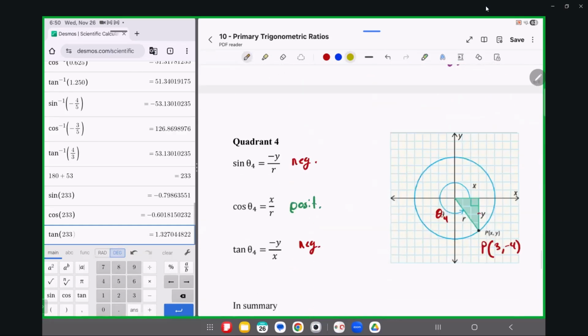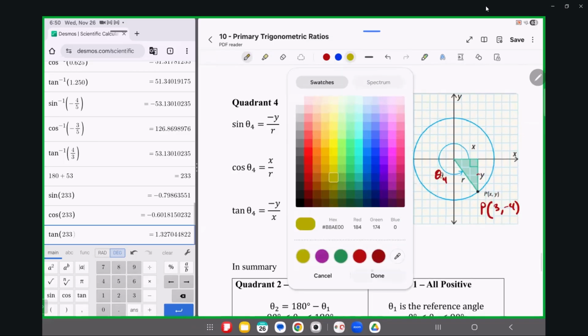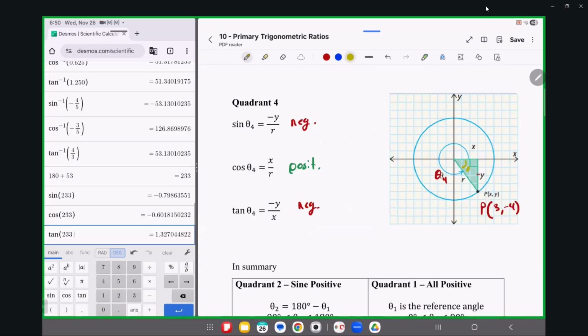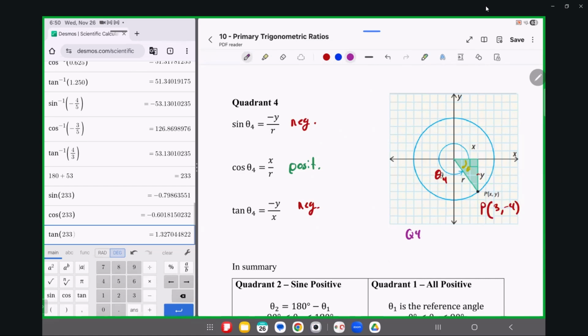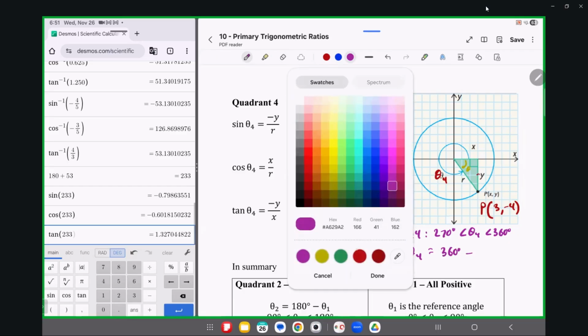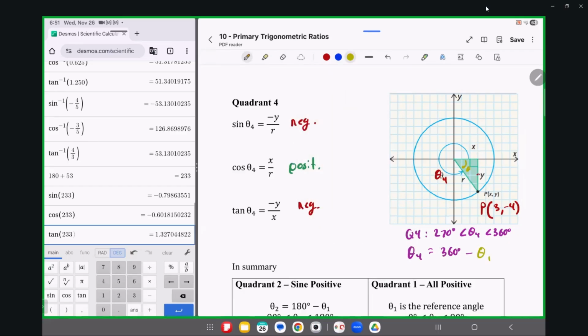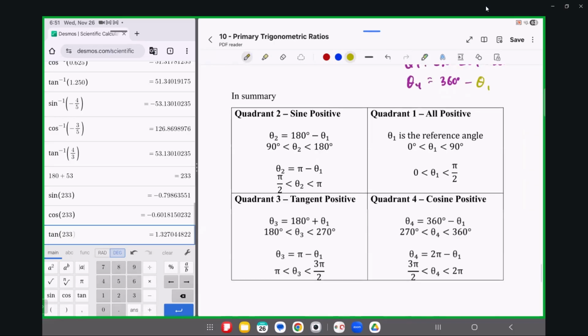Just like before. And lastly, for the last one here, there's our reference angle. We know that in quadrant 4, theta has to be between 270 and 360 degrees. And so in quadrant 4, theta 4 is going to be equal to the entire circle, 360 degrees, minus theta 1, the reference angle.